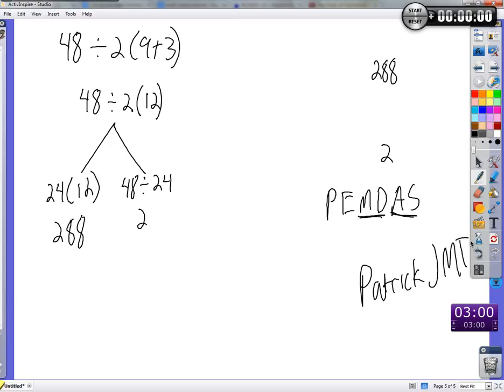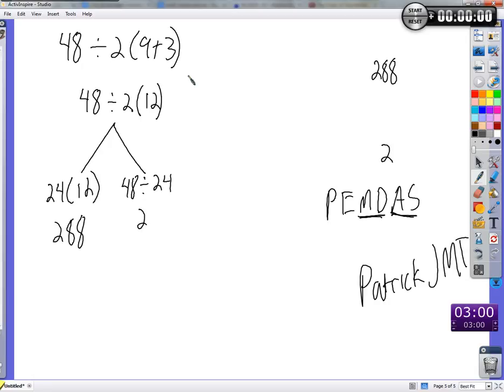So what it comes down to is there's not a group of people who are right and a group of people who are wrong. Two different groups of people were just taught two different ways. And the truth is about this expression here: if you wanted to get two, what could you say about it? Obviously, people didn't get two. Several of you got 288, some of you got two.